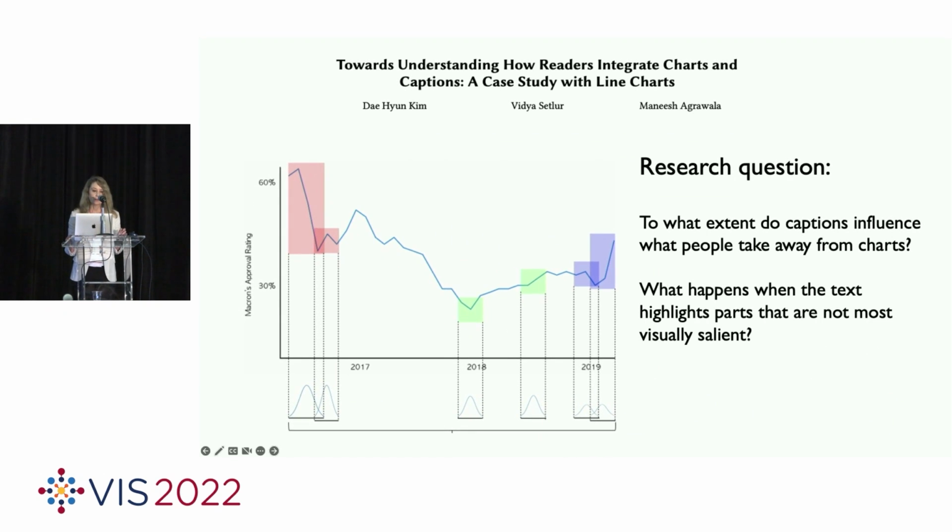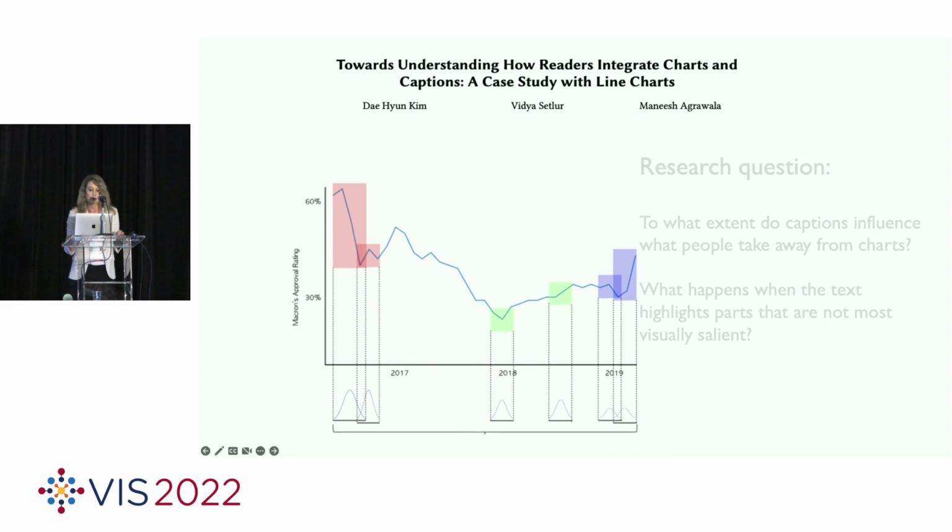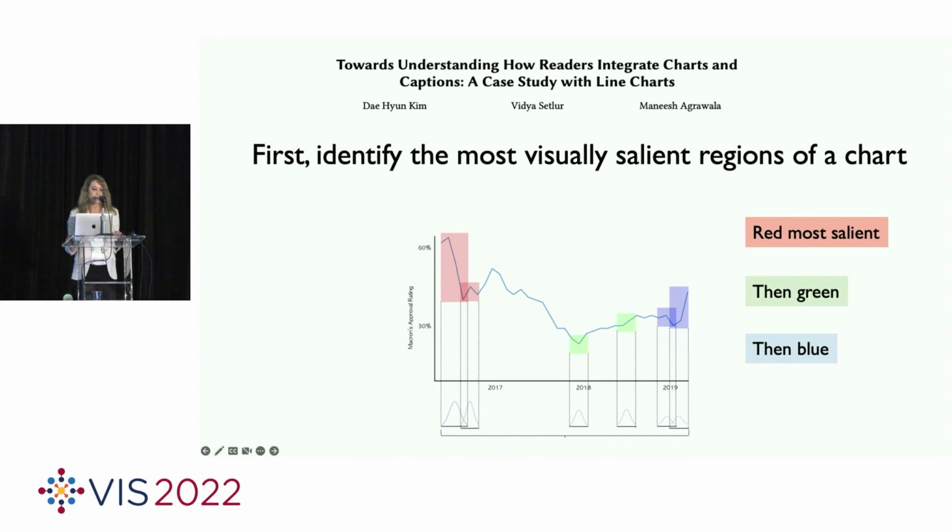So first, this piece of work by Kim et al. asked, to what extent do captions influence what people take away from charts? What happens when the text highlights the parts that are not the most visually salient? So to begin, they had to identify for univariate line charts the most visually salient regions of the chart. So here in red, I show the most salient, the green is the second most salient, and blue is third most salient, which they determined empirically. The salience computation gives us information about the where to experiment with placing text in the next study that I'll talk about, or 2 studies from now.